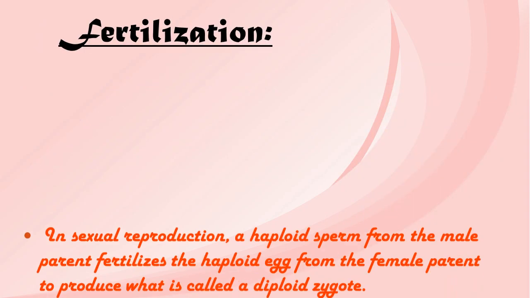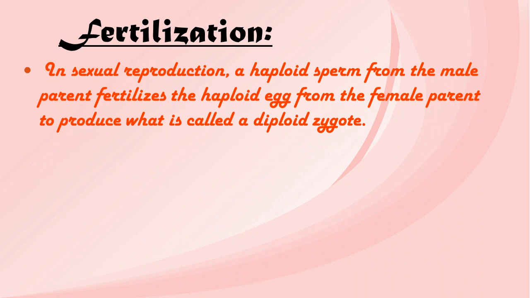Now after gamete formation, the next process is fertilization. What is fertilization? In sexual reproduction, the haploid sperm, or haploid male gamete from the male parent, fertilizes the haploid egg from the female parent to produce what is called a diploid zygote. The zygote formed in this process contains 46 chromosomes, but the sperm and egg cell contain 23 chromosomes.